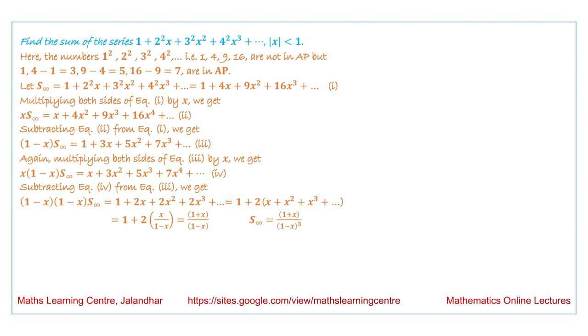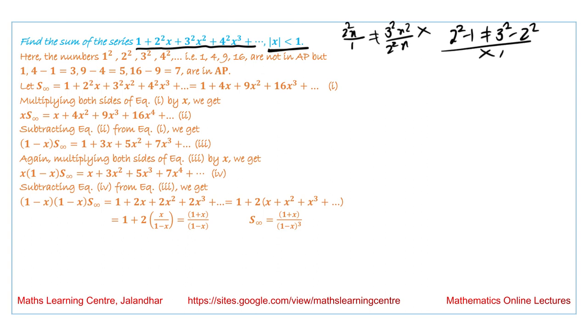Next is, find the sum of this series, and it is given that |x| is less than 1. Now if we compare the coefficients over here, 2² x over 1 is not equal to 3² x² over 2² x. It is not a GP. This is not an AP. And further, 2² − 1 is not equal to 3² − 2². So the coefficients are not in AP. So we have to convert the terms in such a way that the resulting coefficients are in AP.